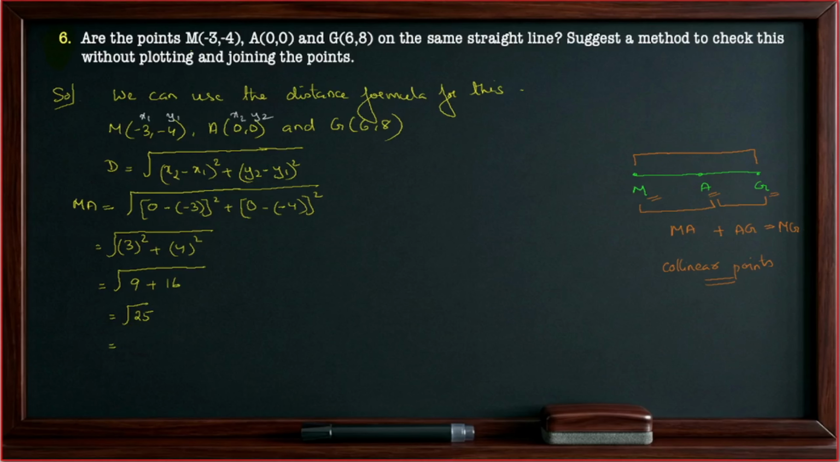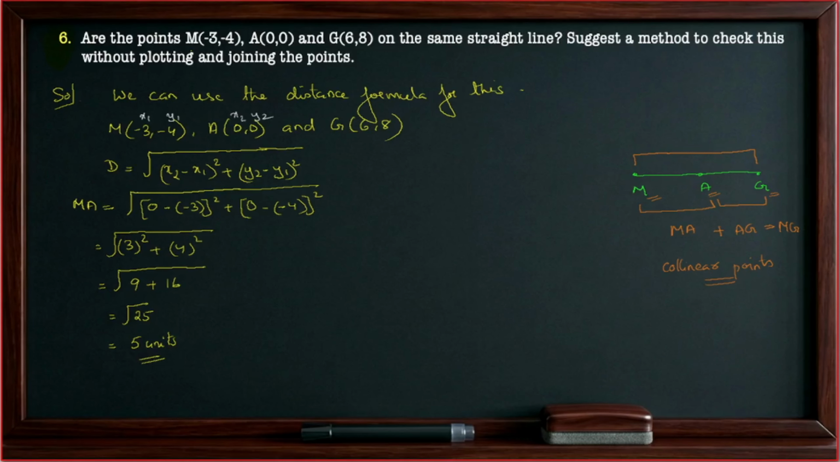How can you write root 25? 5 into 5. Here it comes in a pair, so we'll only take one 5 from this. So this is 5 units. So MA is equal to 5 units.